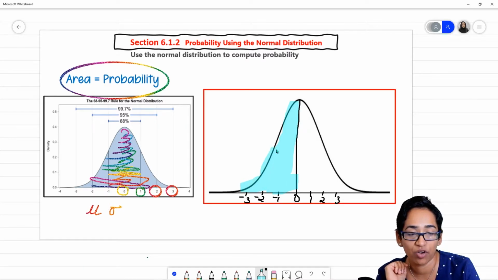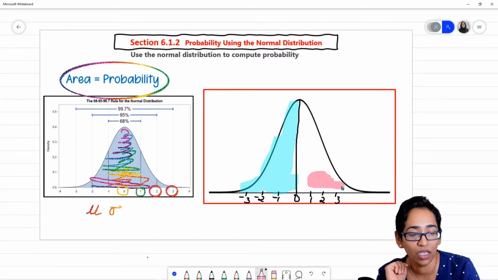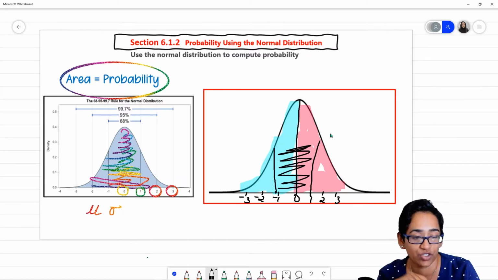So this is my area to the left. Now if I have to find area to the right, I'm going to take a different color. This is my area to the right, as you can see, right? Now I can ask you to find area to the left, area to the right, or I can also give you two z-scores and ask you to find the area between these two z-scores. Wow, such a perfect straight line. Let's go ahead and take a look.